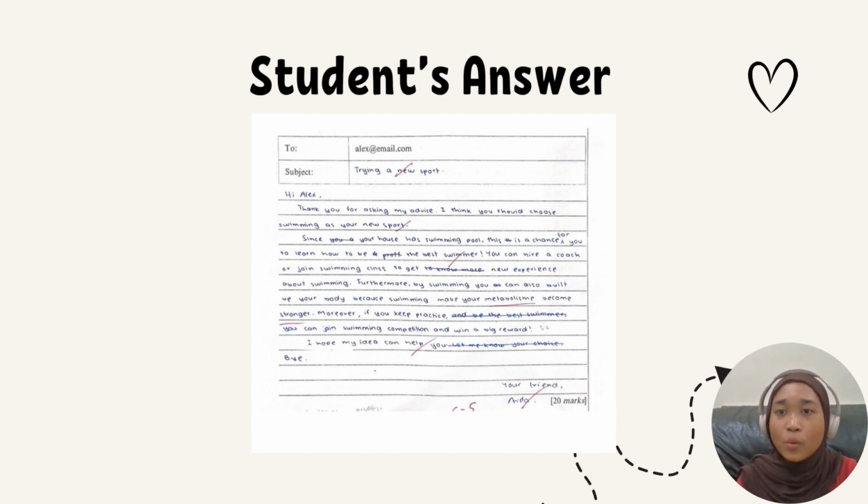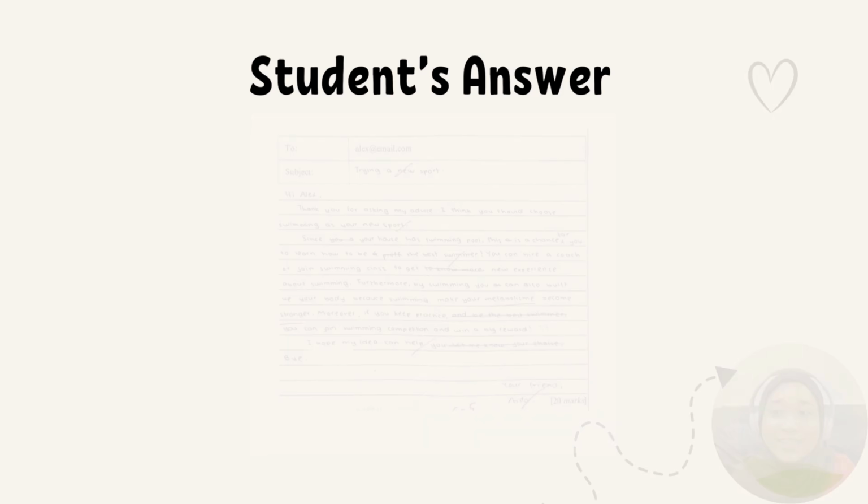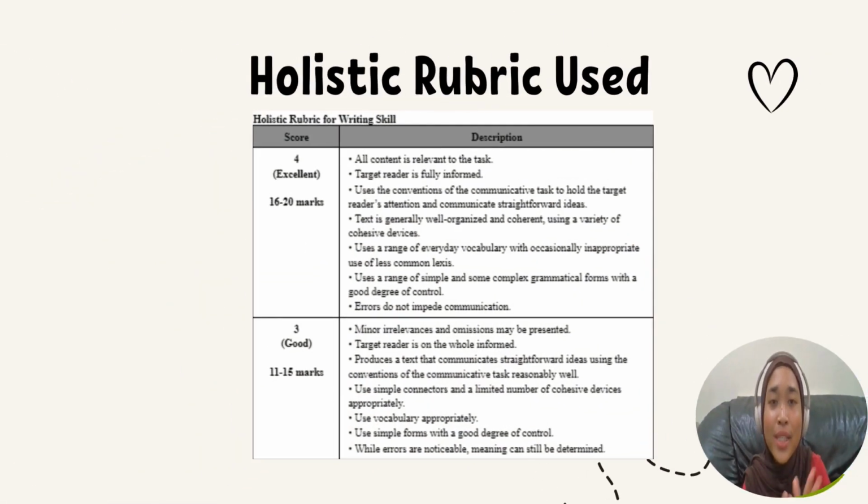So this girl wrote back the email to Alex, and you can see it has already been evaluated by the teachers, and we will see the rubrics later. All right, so this is the example of the holistic rubric that I will use to examine and give marks to the assessment previously.